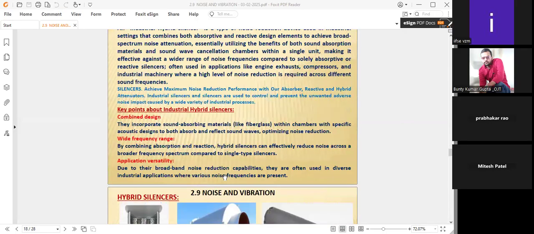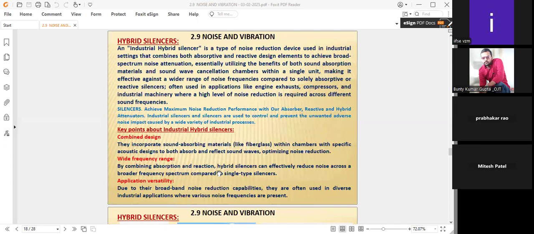At that stage, we have to reduce the noise compulsorily, because human habitation is nearby, or many departments are nearby. That noise frequency cannot be accommodated. Therefore, we have to go for hybrid silencers. For example, they are often used in applications like engine exhaust, compressors, and industrial machinery, where high level noise reduction is required.